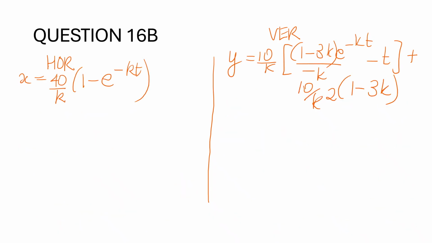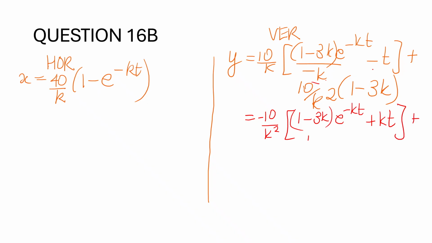Let's keep going with the vertical side, and we're going to need to tidy this up a little bit. We've got, oh yeah, I can see k there. 10 on k squared gives us, if I take the negative out, that might help me, 1 minus 3k e to the negative kt. I brought the negative out, but I need a k. I think I've got plus kt here. Let me just check that for a second. Yep, that's right. Plus 10 on k squared.